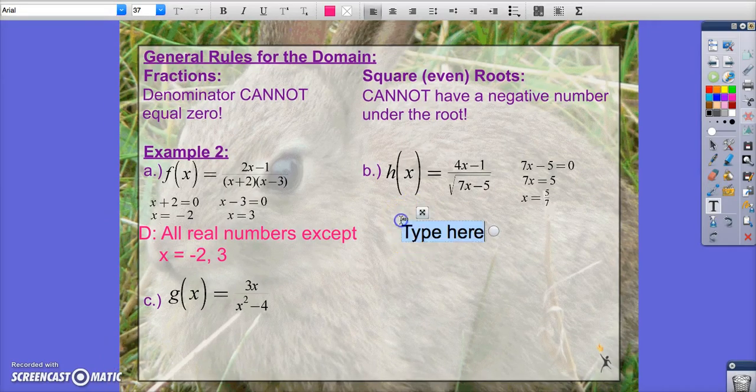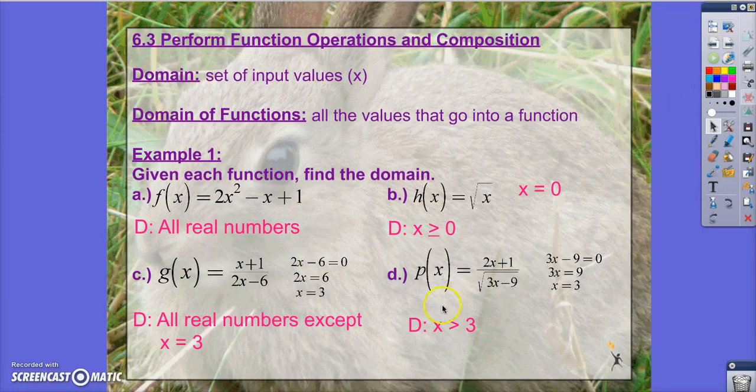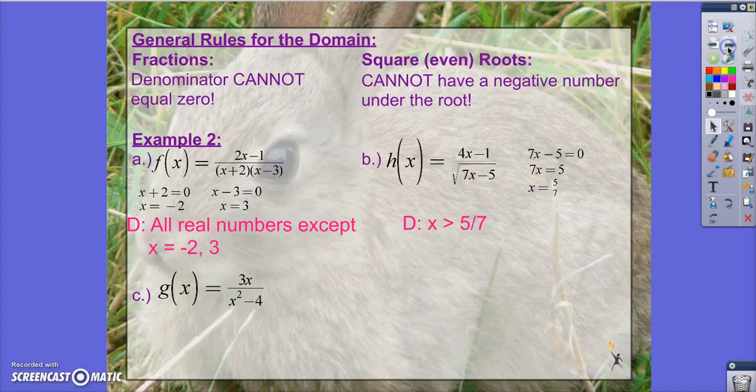Now, my domain for this one, whenever it's a root, is going to be a range of numbers. It can't be equal to because it is in the denominator. So x is going to be greater than 5/7. That's my domain, just like letter D here. Can't be equal to because it's a fraction. All right, so let's look at C.